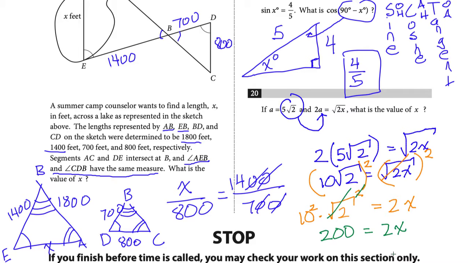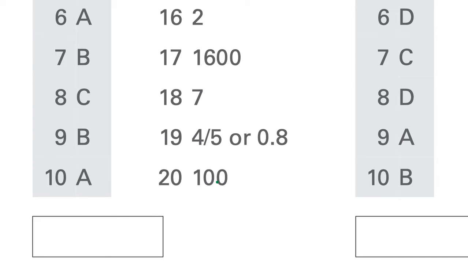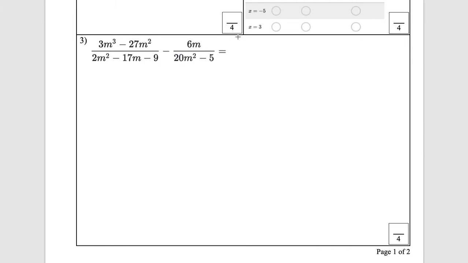What is x equal to? X is equal to 100. And again, we can check our work. Did we get this one right? Yeah, number 20 was 100, and number 19 was 4/5. We're doing good.